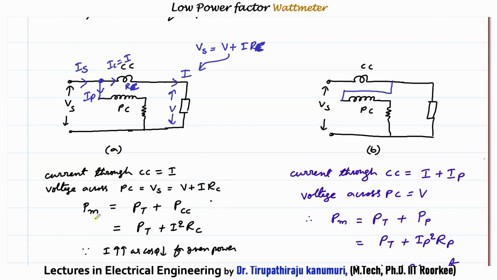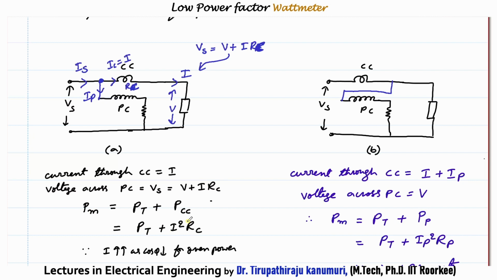So from this I can tell that the measured value of the power is equal to the true power, that means VI cos phi happening across your load, plus it is measuring the loss in this current coil also, the power consumed by the current coil, which I represent by Pcc. Otherwise we can tell the total power is Pt plus I square into Rc. So here you can see Pm minus Pt gives the error. That error depends on the value of the current.